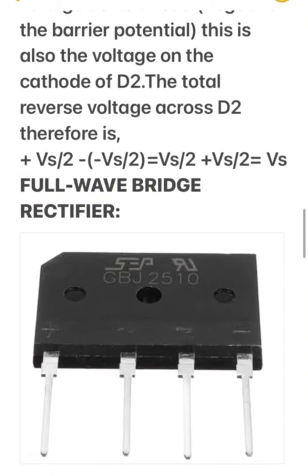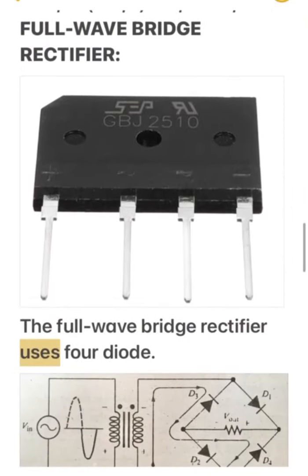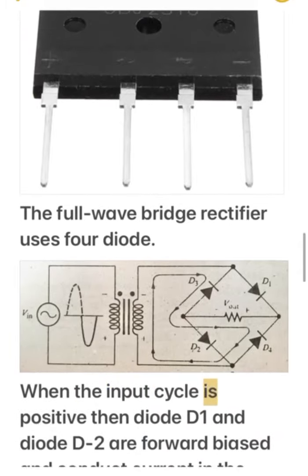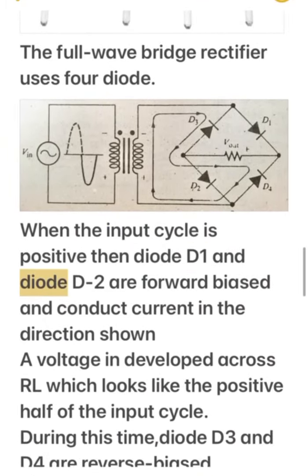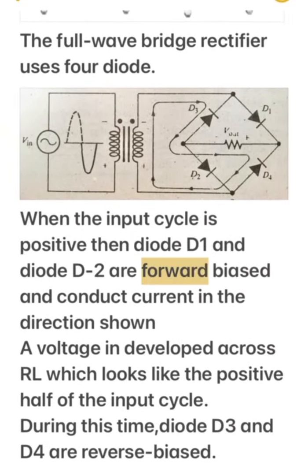Full-wave bridge rectifier. The full-wave bridge rectifier uses four diodes. When the input cycle is positive, diode D1 and diode D2 are forward biased and conduct current in the direction shown. A voltage is developed across RL which looks like the positive half of the input cycle. During this time, diode D3 and D4 are reverse biased.